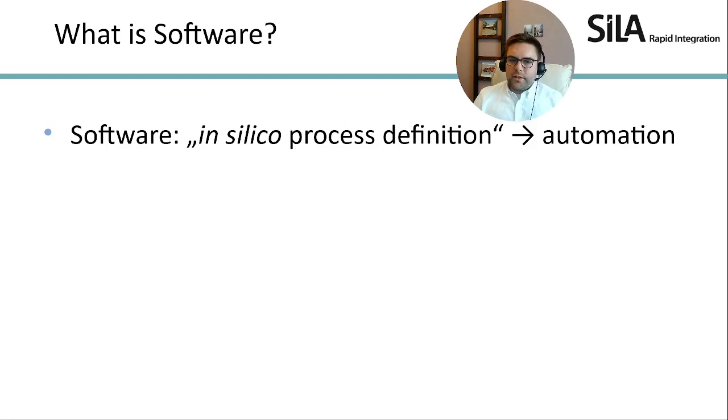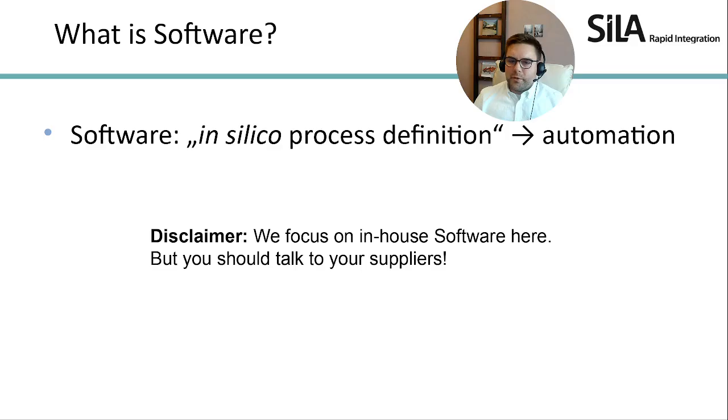We could think of software as in silico process definitions or automation. We put a process into something that we can repeat and that defines how this process is carried out. So from this perspective, software is more a process and should be handled as such as you do in your QM. A short disclaimer, we will be talking about in-house software today.